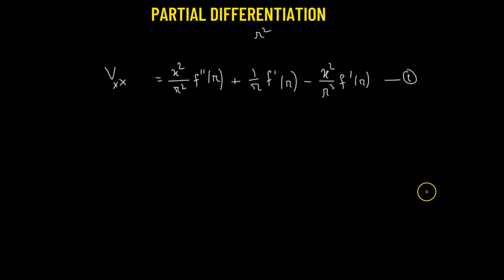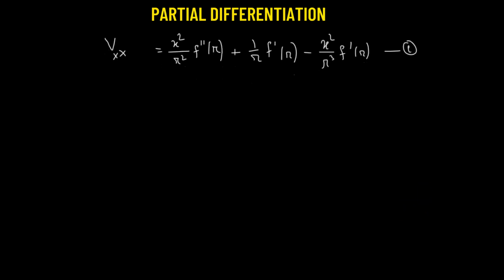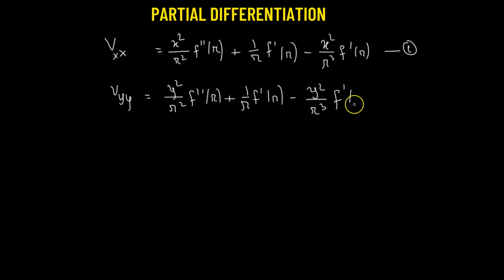Now using this similar approach, we can also find out the value of the second partial derivative of v with respect to y as well. So in place of x we'll have y squared, so we'll have y squared over r squared times f double prime of r plus 1 over r times f prime of r minus, in place of x squared over r cubed we have y squared, so that gives us y squared over r cubed multiplied to f prime of r. So this will be number 2.